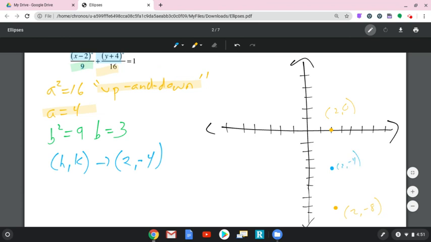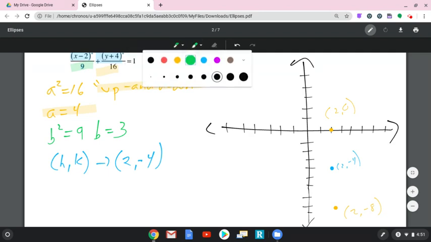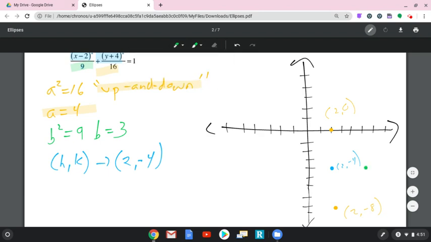All right. Now let's look at our B. Our B value is 3. So we're going to count 3 over. 1, 2, 3. 1, 2, 3. That's my B value. So now I have 2 other vertices of my ellipse. In this case, if I counted 3 over, I have (5, -4) and (-1, -4).